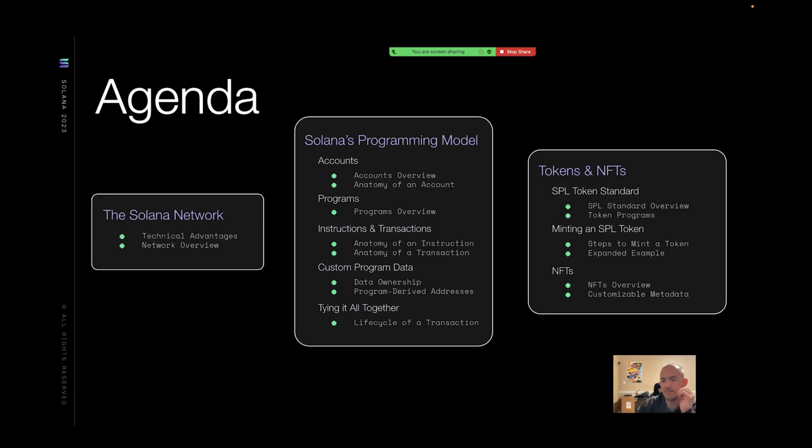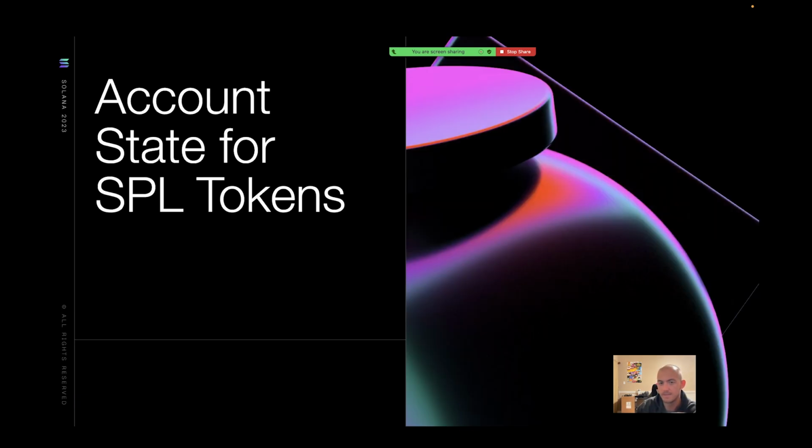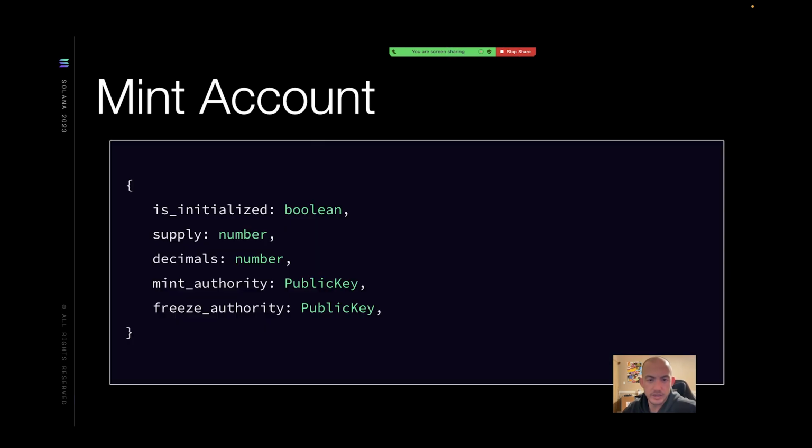And so that basically covers everything for those 3 blocks. We went over the network, we went over the programming model, and we also went over tokens and NFTs. And so the last thing that I want to cover here is a little bit more detail of what these accounts look like as part of the SPL token standard. Just in case anybody wanted to know what these looked like up close, or if you're curious. So we're going to see what these accounts look like. Starting with the mint, this is the data that's contained inside of a mint.